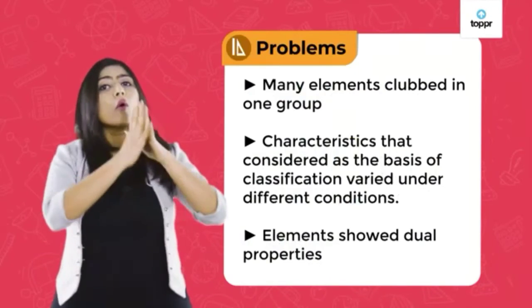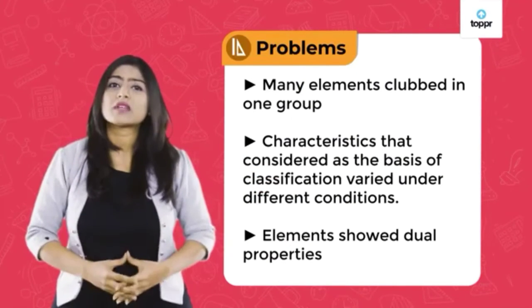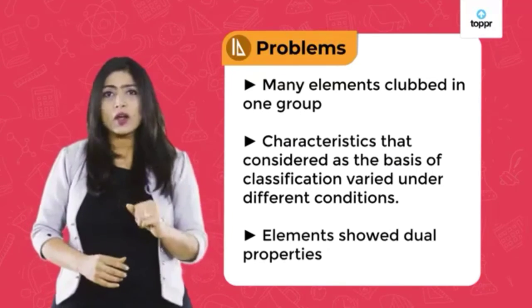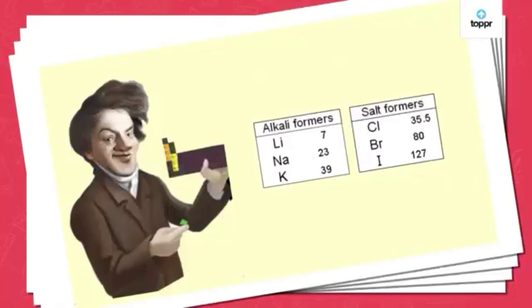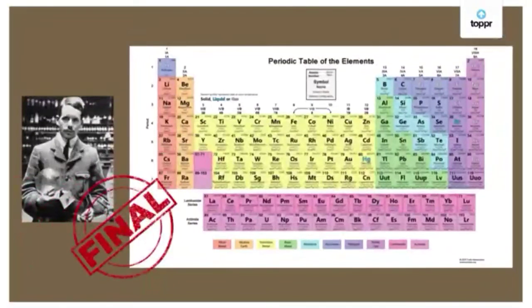Now, due to all these problems, there arose a need for a very systematic way of classification of elements. And from then on, we had a lot of scientists who came up with different ideas of classification, leading to the final idea of having a periodic table.